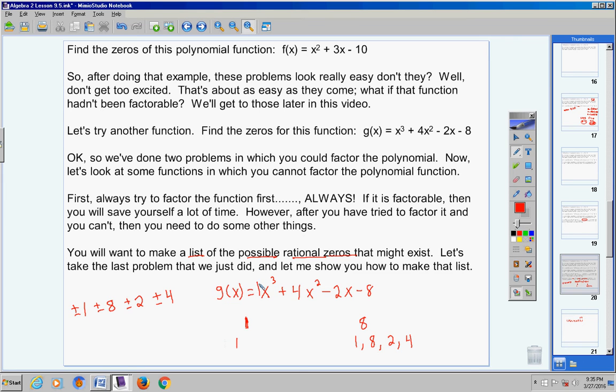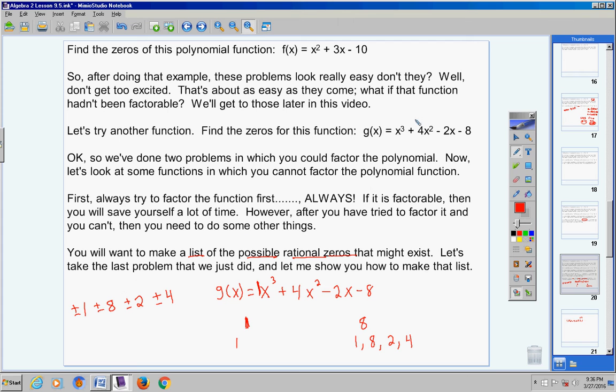What do you do? You take your lead coefficient, write it right here. Take your constant term, write it right here. List out the factors of your lead coefficient, list out the factors of your constant term. Take each one of these numbers and put them on top of this number over here. Okay? Then after you do that, put plus minus in front of each number. Now, you just made a list of possible rational zeros right here.